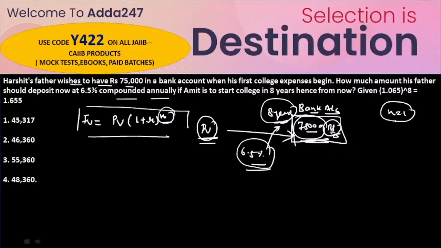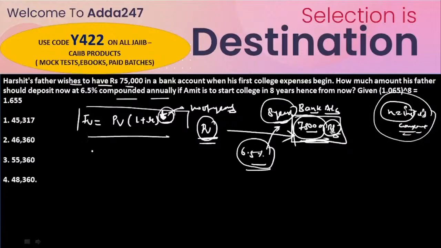And sorry, if we just understand this as a t, this is a t, that is the number of the years. Okay, this is a t, number of the years, and when we use the n, that means the number of times interest is compounded annually.